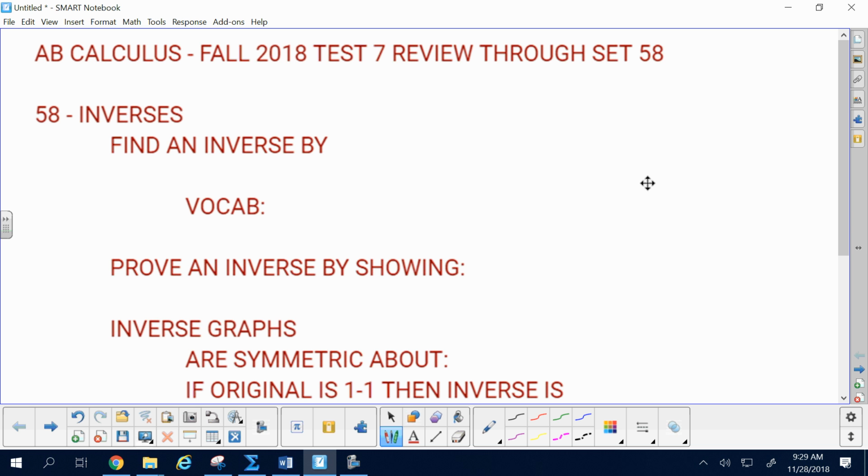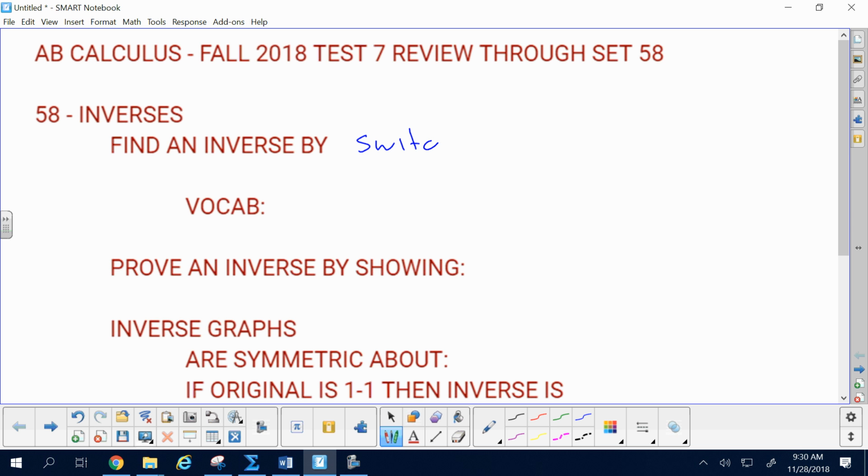I look at my notes that I did because that contains what I consider big ideas for set 58. And then I built my outline from there. So these are just nothing more than shortened forms of the notes that you were already given. Find an inverse by. How do you find an inverse?